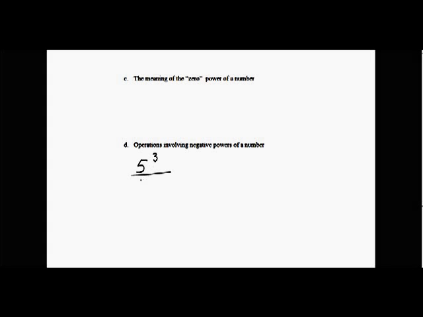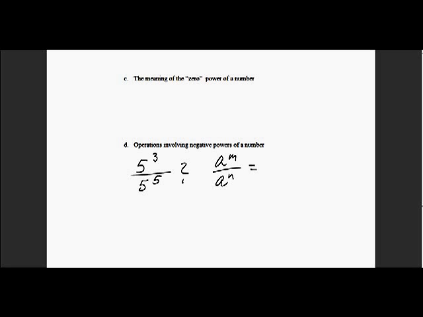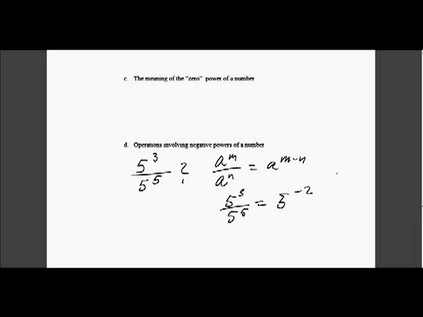Now let's consider another case of interest. What would we do with this expression? 5 to the 3rd power divided by 5 to the 5th power. If we apply the rule a to the m power divided by a to the n power is equal to a to the m minus n, we get 5 to the 3rd power divided by 5 to the 5th power is equal to 5 to the minus 2 power. 3 minus 5 is equal to minus 2.